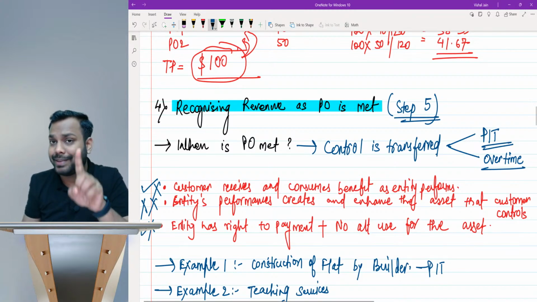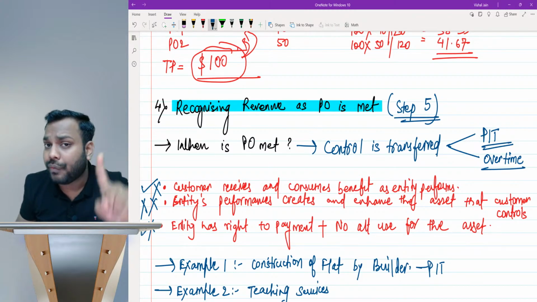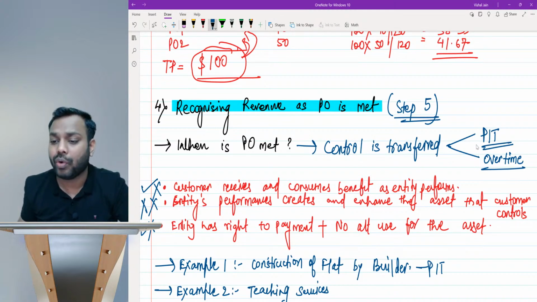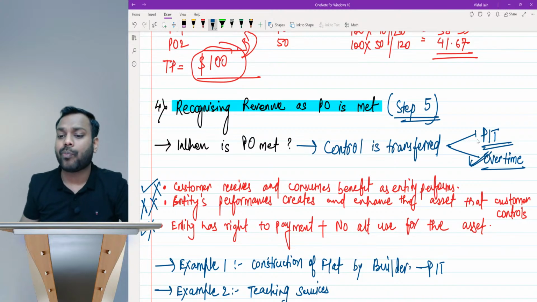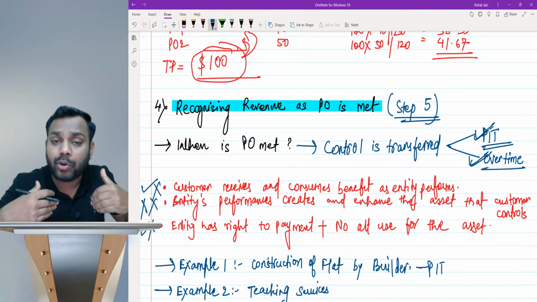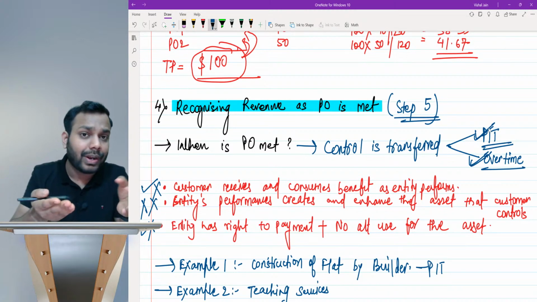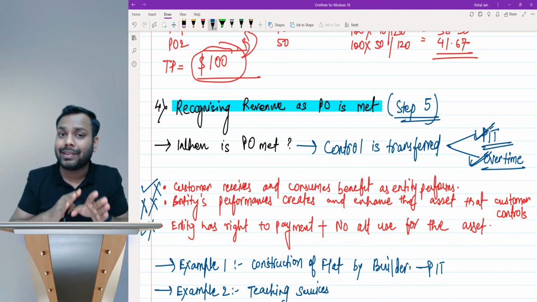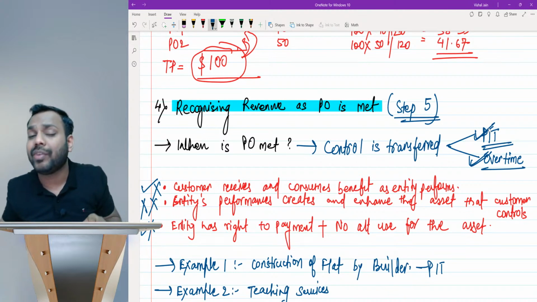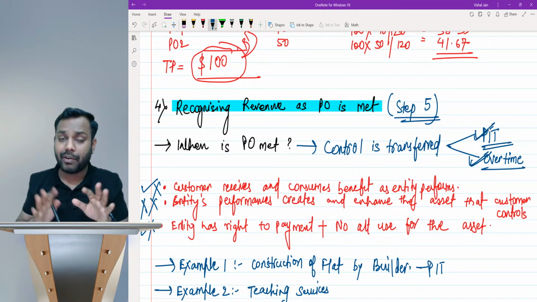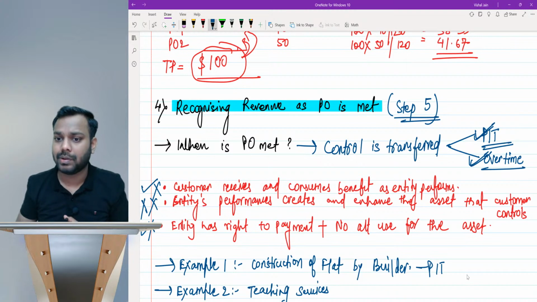So what I said at the start: if any one of these conditions is satisfied, then we recognize revenue over a period of time. Otherwise it is point in time. So the fees that you pay to me, I will not recognize as revenue on the date you pay it, but as and when I perform my services towards you. Are you understanding it, guys?